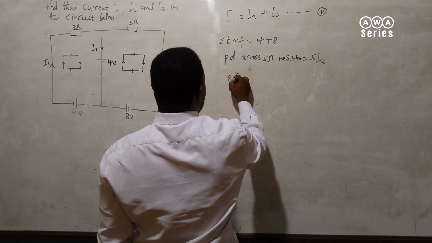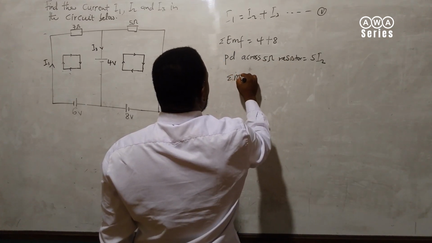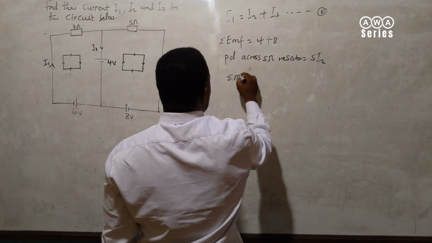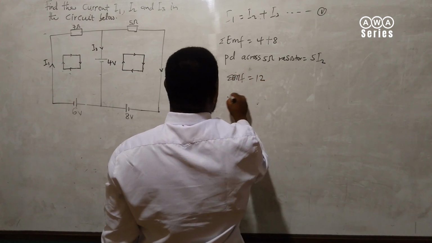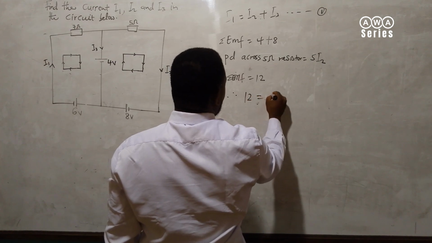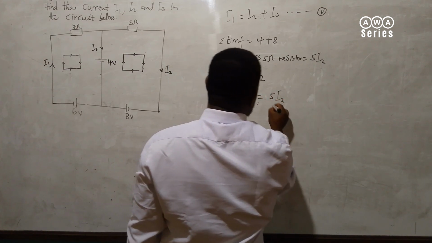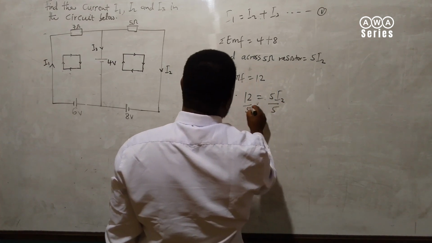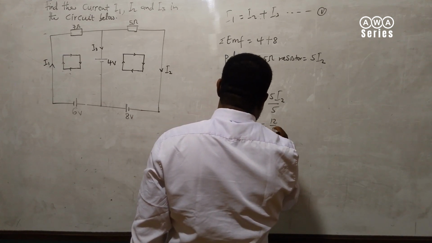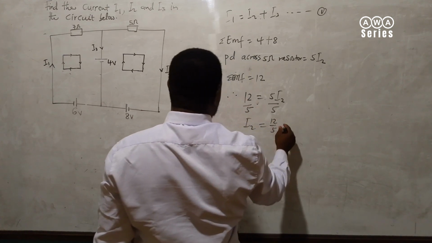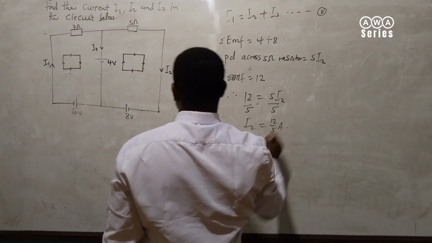So total EMF is equal to 12. Therefore, 12 is equal to 5I2. You divide here by 5, here by 5, then I2 will give you 12 over 5. I will convert this back from fractions for you, amperes.